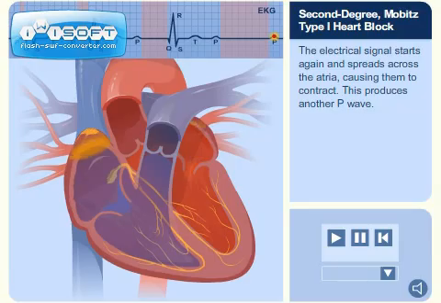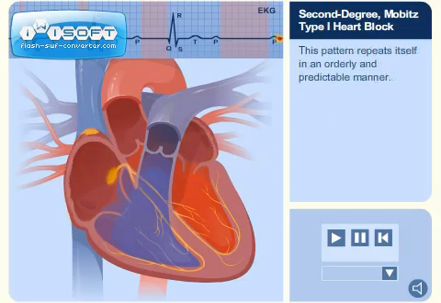The electrical signal starts again and spreads across the atria, causing them to contract. This produces another P wave. This pattern repeats itself in an orderly and predictable manner.